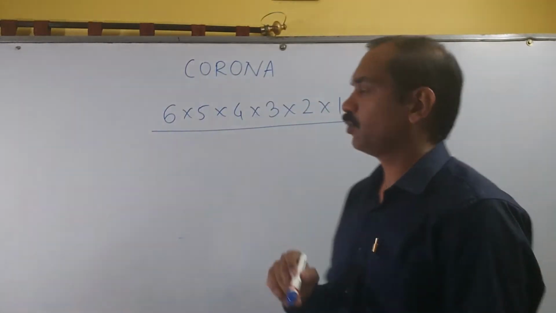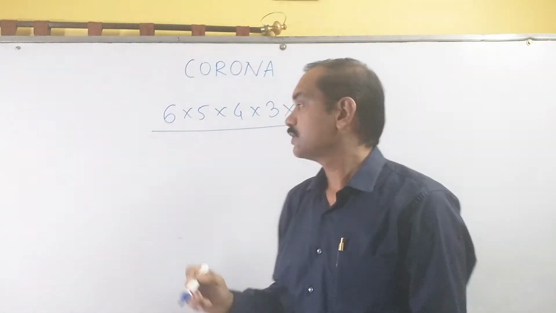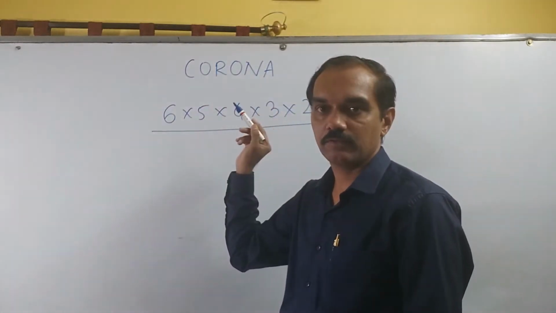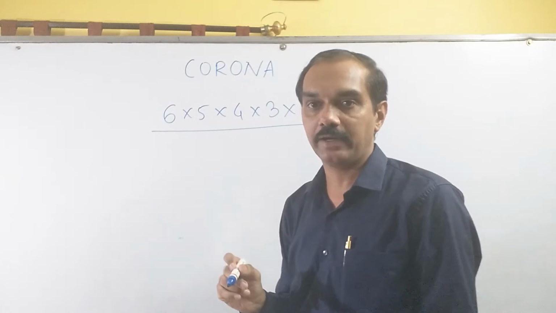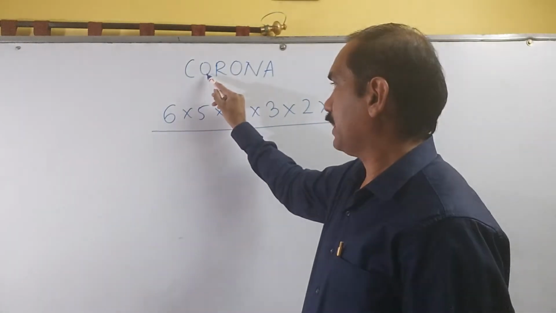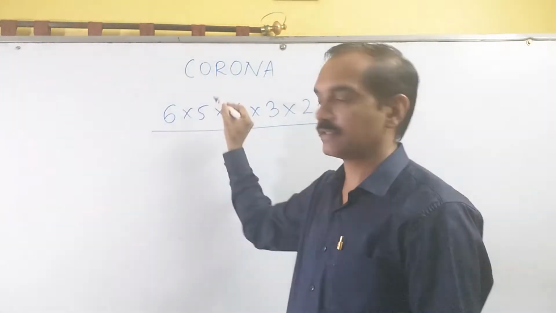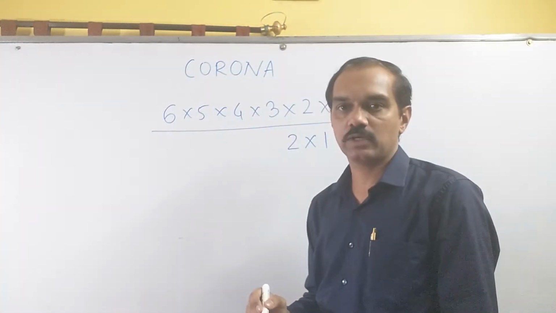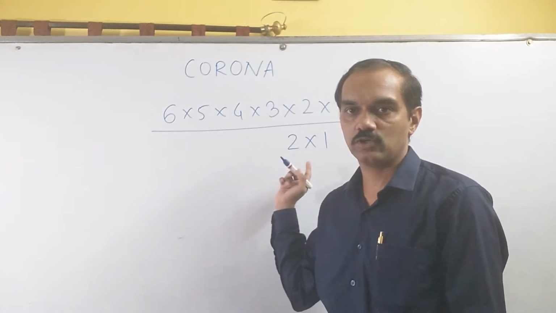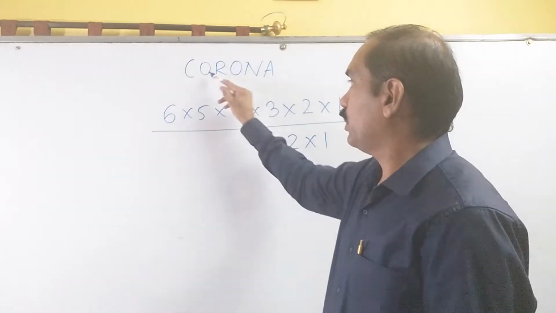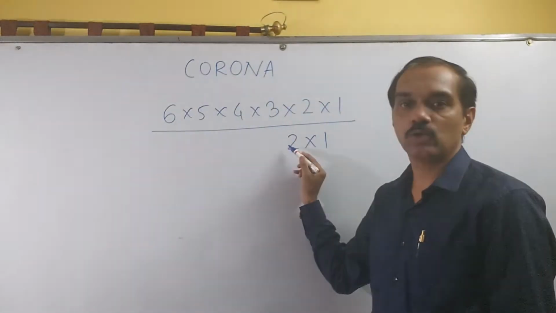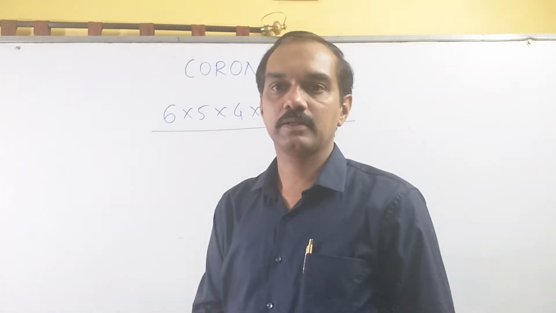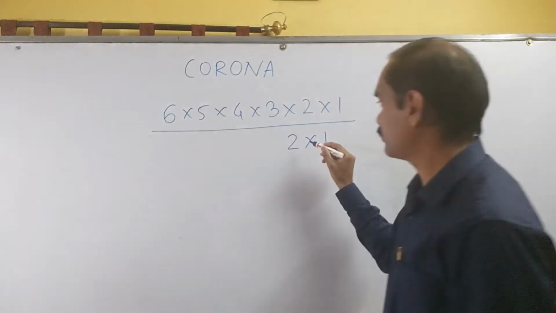In the denominator, what should be written? Check which letters are repeated here. Clearly we can make out O is repeated 2 times. Therefore 2 into 1. If O is repeated 3 times, then 3 into 2 into 1. All the repetitions will come in the denominator. Now cancel them to get the final answer.